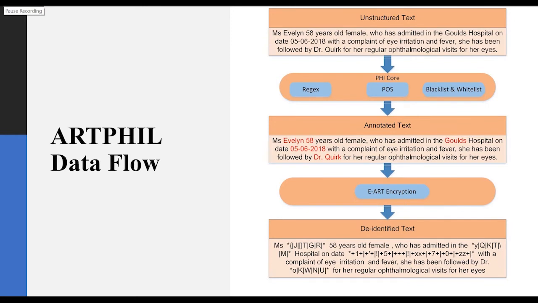So, how does the data flow within the integrated system? First, the text file goes through the recognizer phase, where all personal data will be marked as PHI using the filter pipeline. Then, all the marked tokens will be replaced with an encrypted string that can be retrieved using the ART algorithm.